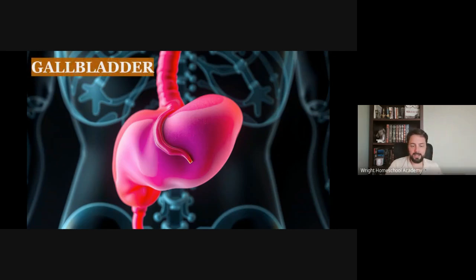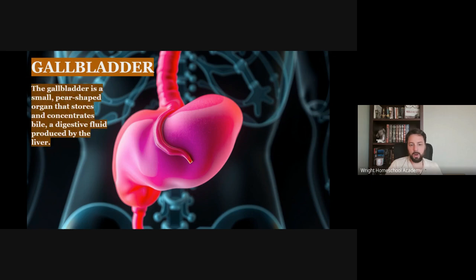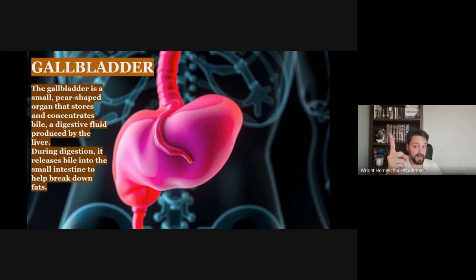Very good. That is the gallbladder. It's a very small pear or maybe bean-shaped organ that stores and concentrates bile, a digestive fluid produced by the liver. Remember, we just talked about it. During digestion, it releases that bile into the small intestine, specifically into the first section of the small intestine. What was it called again, guys? That's right, the duodenum. Very good. And that helps break down fats.